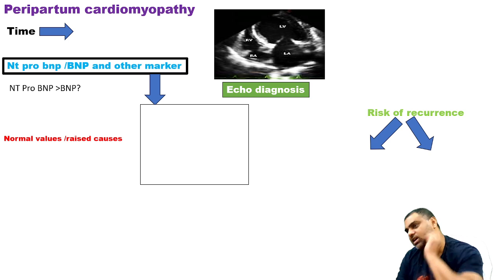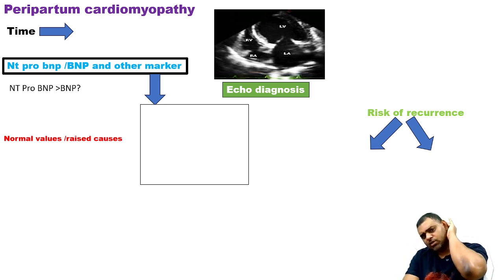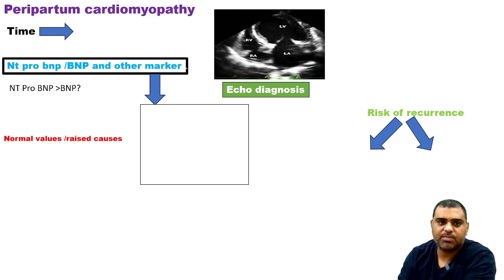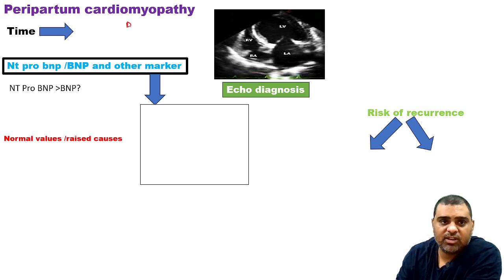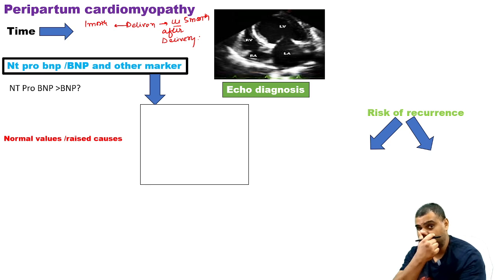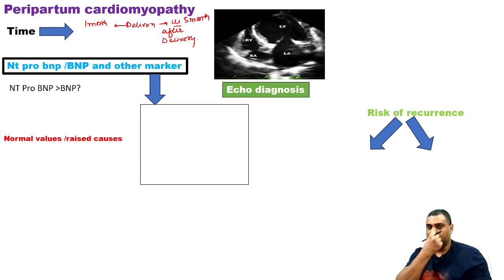Now, peripartum cardiomyopathy. If I ask you what is the time that peripartum cardiomyopathy presents, if this is the delivery time, it can present from 1 month before delivery and can present till 5 months after delivery. So remember this timing, peripartum cardiomyopathy.